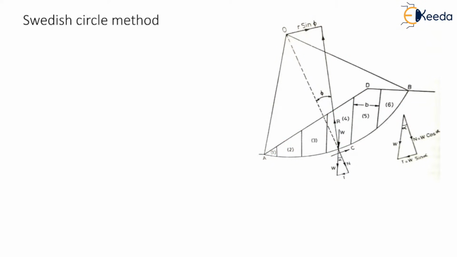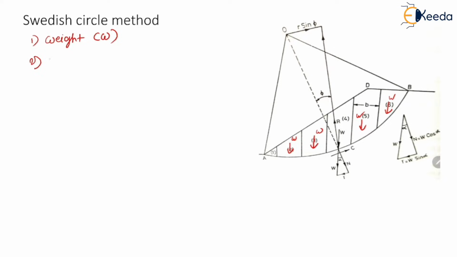These slices are in equilibrium under the following forces. The first force is weight of each slice, denoted as W. It acts in vertically downward direction through the center of gravity. So this is the first force acting on the slices.